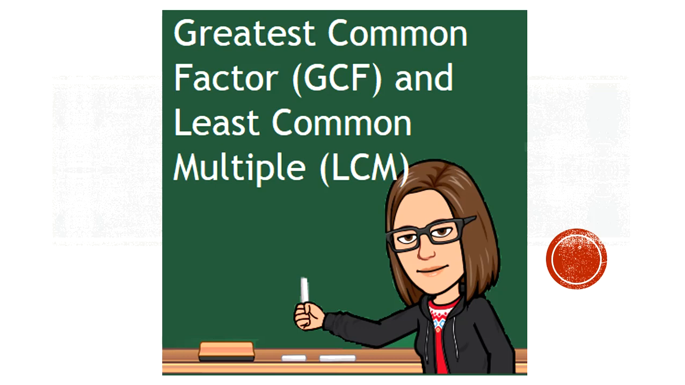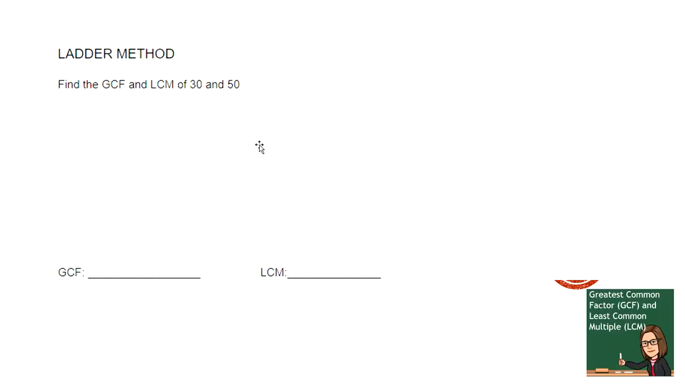We're going to continue with the greatest common factor and the least common multiple, and we're going to go into what is called the ladder method. Now, this is my favorite way to solve these problems, and you'll see why. I find it's just easier to think it through than the other ones, but you can make your decision if you like the Venn diagram or the ladder method. So let's go through it.